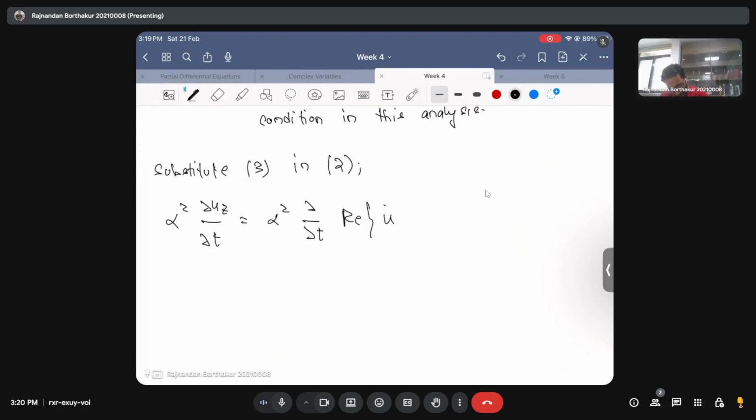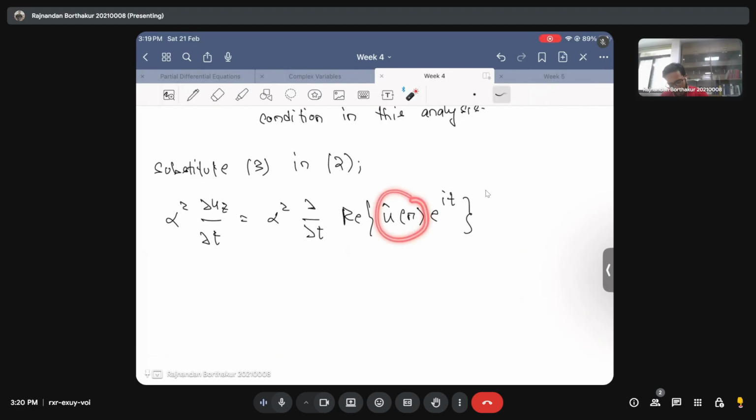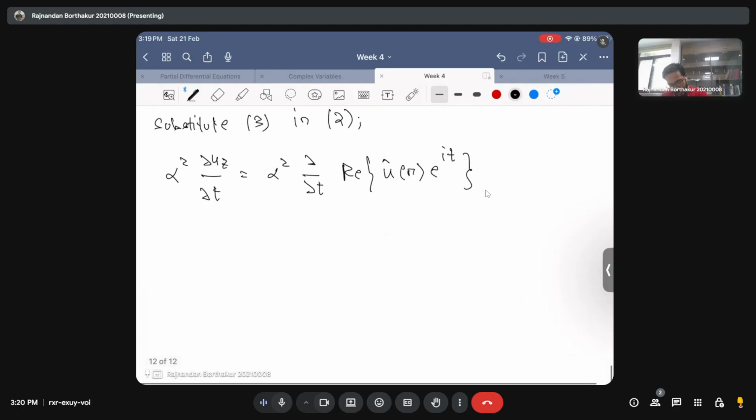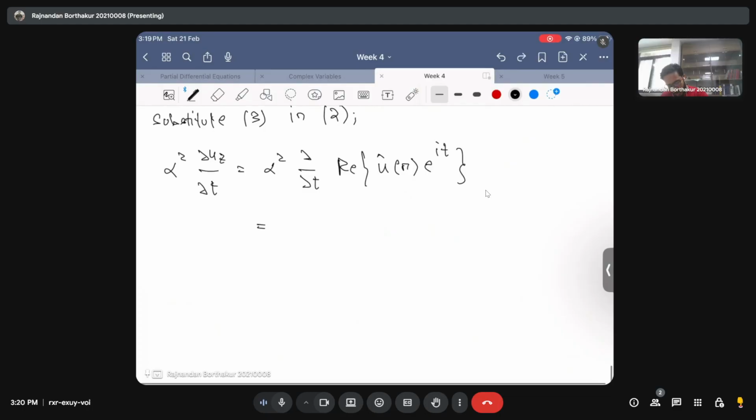real part of u hat of r e power I t. But I know that this is just a function of r. That means I can write this as I alpha squared, because we just have a derivative with time. This is just a function of r, which means I can write it as I alpha squared times real part of u hat of r e power I t. Okay, that's going to be the left hand side.